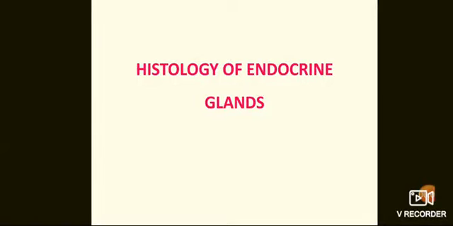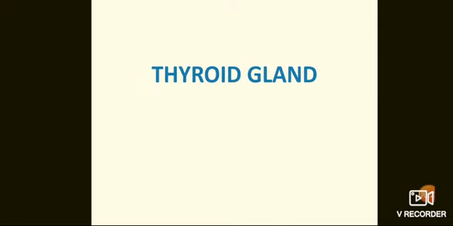Good morning, friends. This lecture is about the histology of endocrine glands. The endocrine glands are ductless glands which secrete their products, which are known as hormones, directly into blood and lymph capillaries. That's why these glands have an extensive capillary network. First, coming to the thyroid gland.